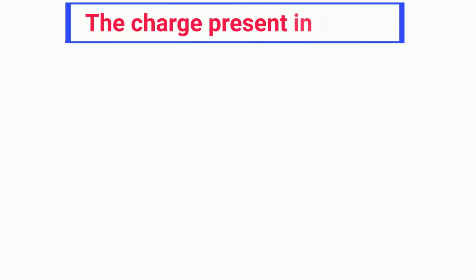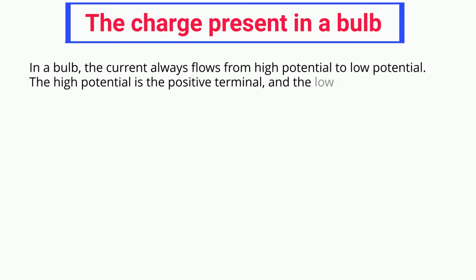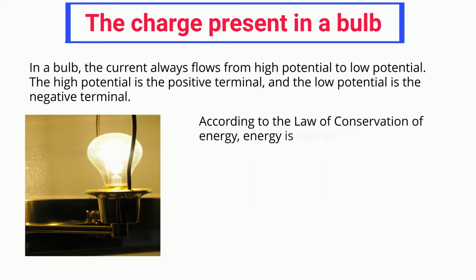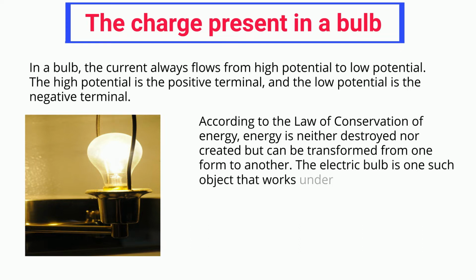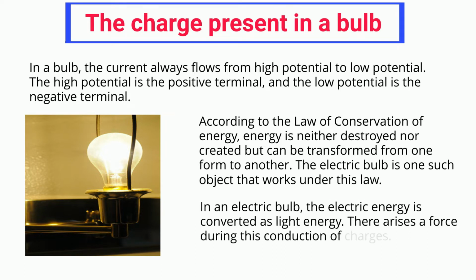The charge present in a bulb. In a bulb, the current always flows from high potential to low potential. The high potential is the positive terminal, and the low potential is the negative terminal. According to the law of conservation of energy, energy is neither destroyed nor created, but can be transformed from one form to another. The electric bulb is one such object that works under this law. In an electric bulb, the electric energy is converted into light energy.